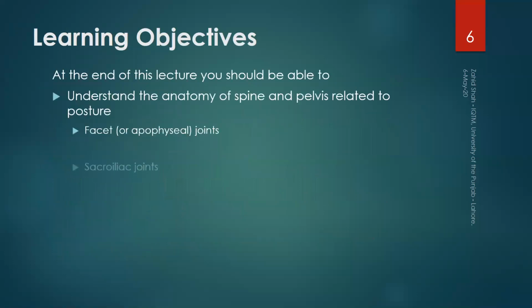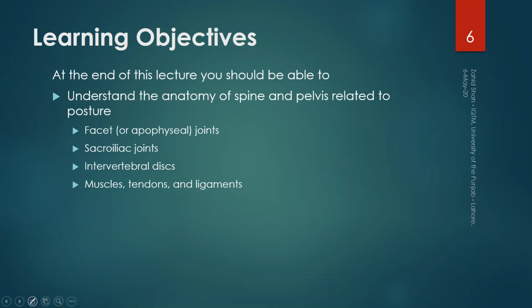Learning objectives of part 1 include to understand the anatomy of spine and pelvis related to posture. These are two very important parts of the human musculoskeletal system that play a vital role in seated as well as standing posture. That is your spine or backbone and pelvis. We will see what facet joints are and what role they play in maintaining a good posture. Then sacroiliac joints, the role of intervertebral discs, and finally the muscles, tendons, and ligaments, and their role in maintaining a good posture.